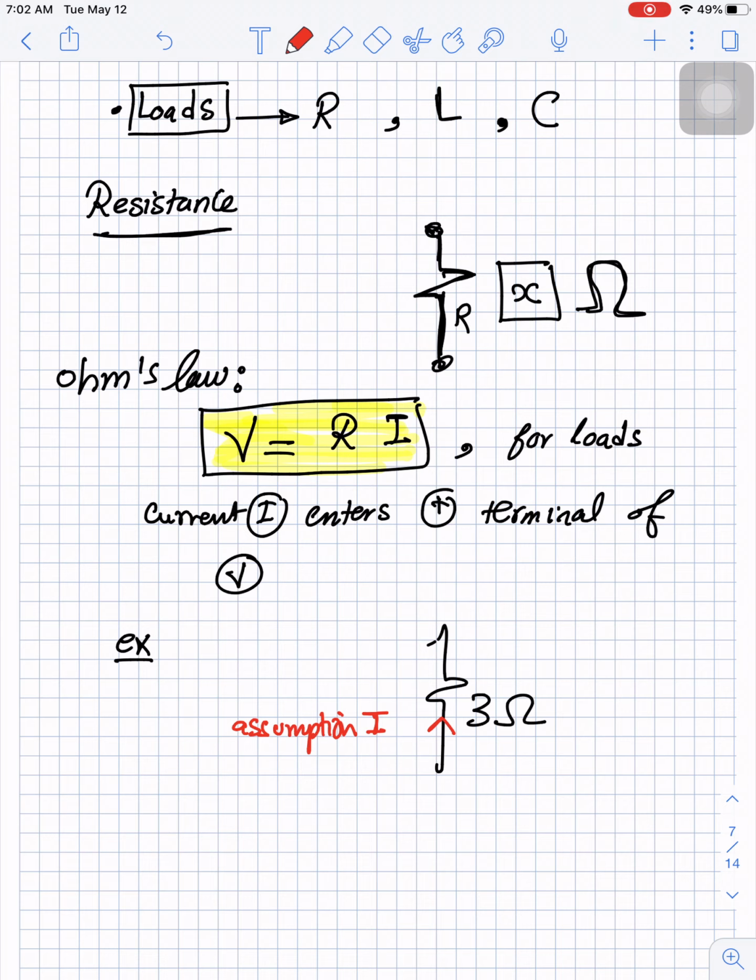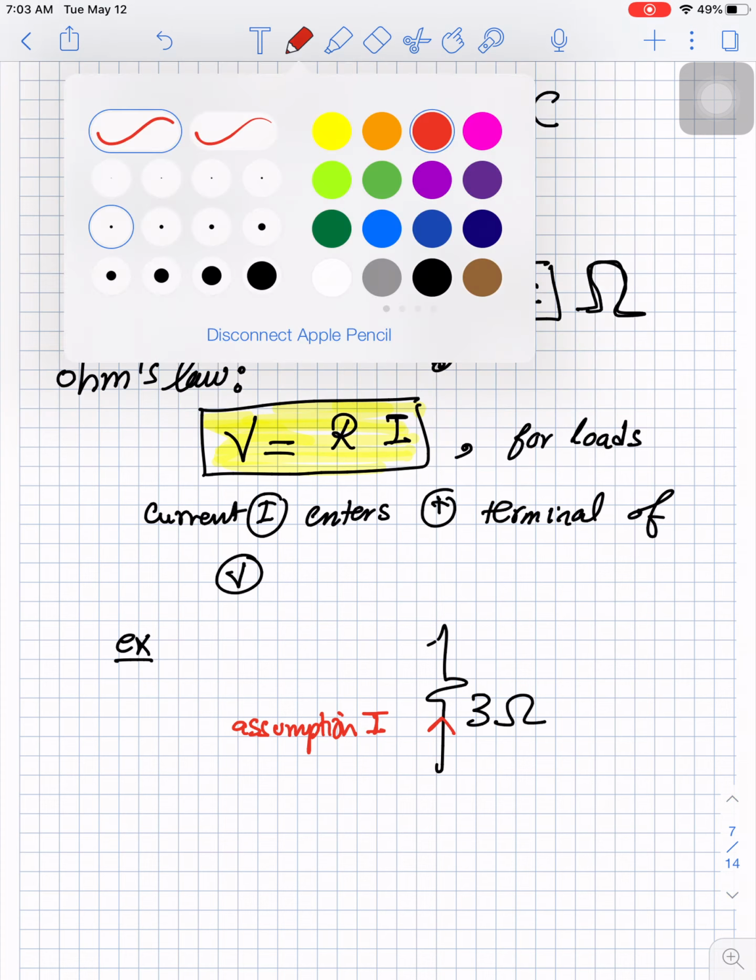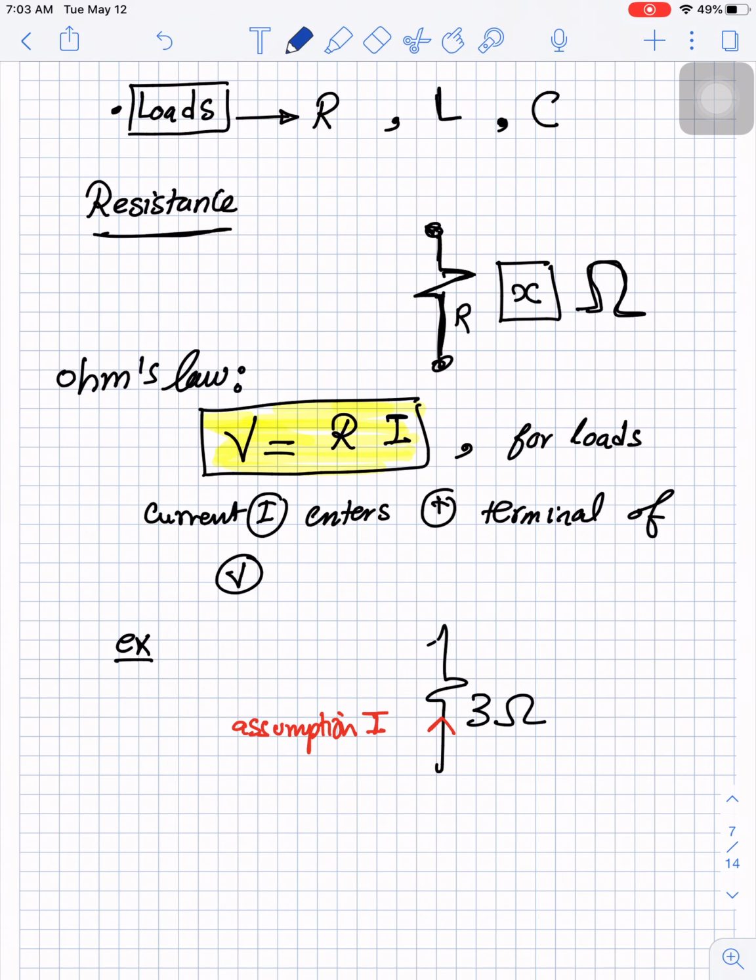Now, where should you assume the voltage? Once you choose the direction for the current, the direction of the voltage is not optional. So you have to follow the Ohm's law rule if you are going to apply V equals IR. In this case, we have to assume the voltage as positive here and negative here, so the current I is entering the positive.